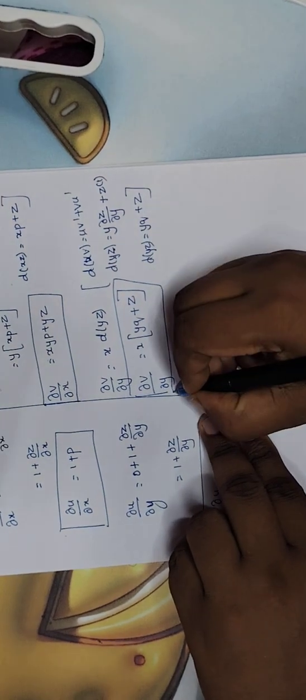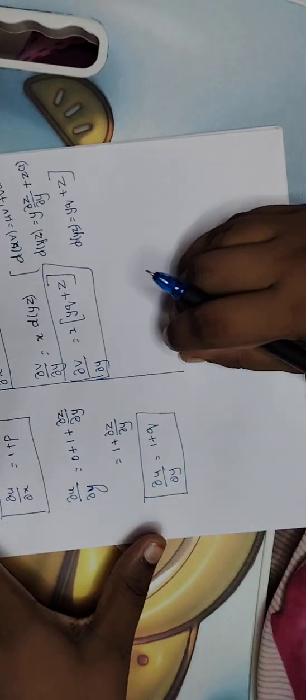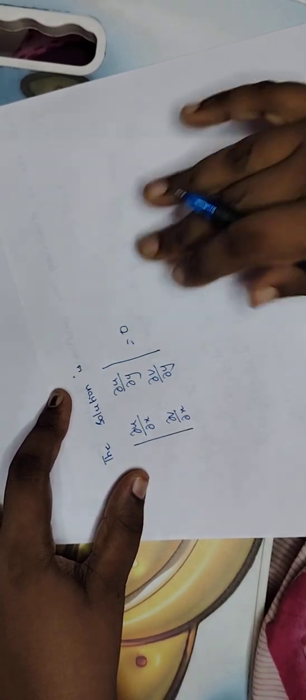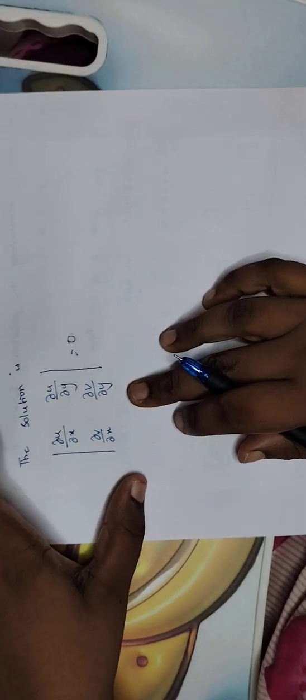Okay. And at last I have to substitute it in the formula to obtain the PDE. Okay. The solution of the given form is the determinant of ∂u/∂x, ∂u/∂y, ∂v/∂x, ∂v/∂y. So this is equal to 0. So this is the formula. This is the solution to obtain the PDE. Okay. So we'll substitute the values.